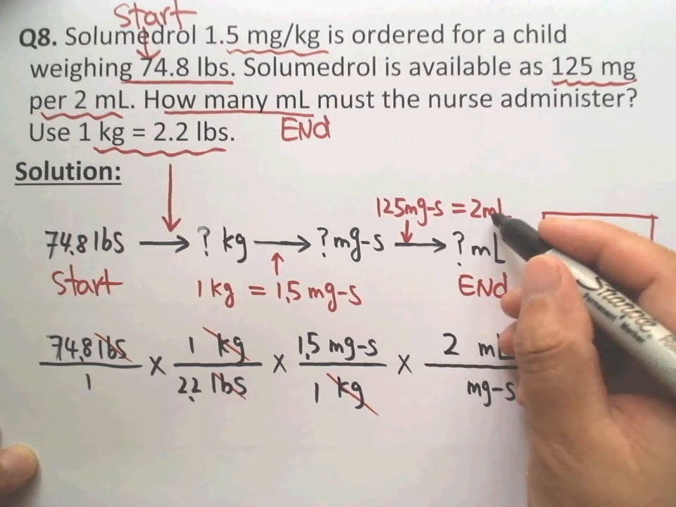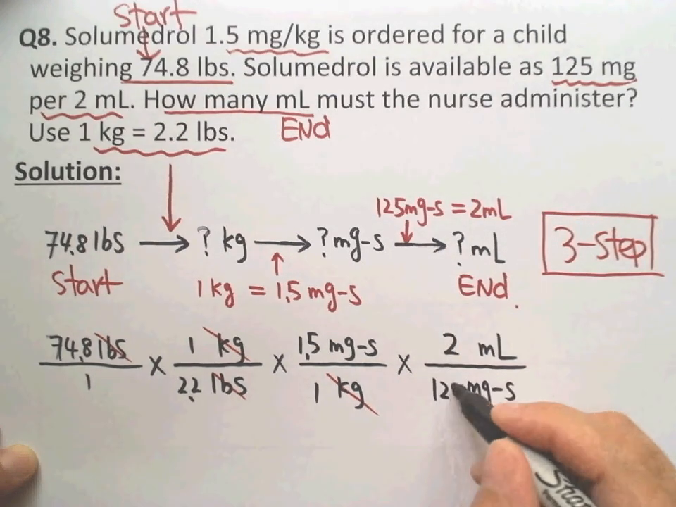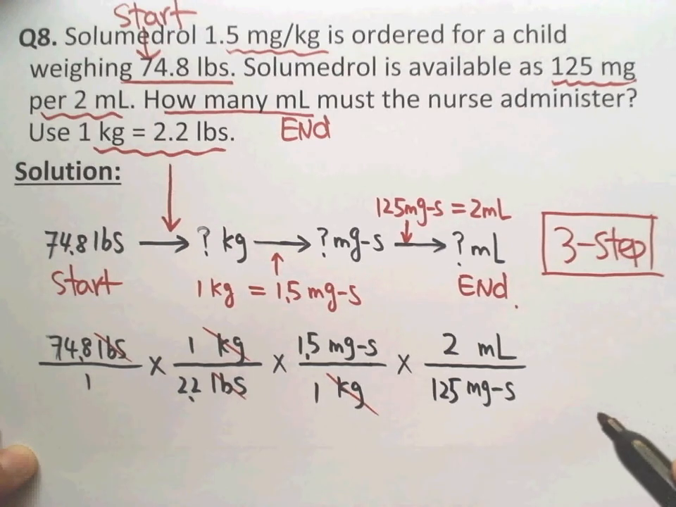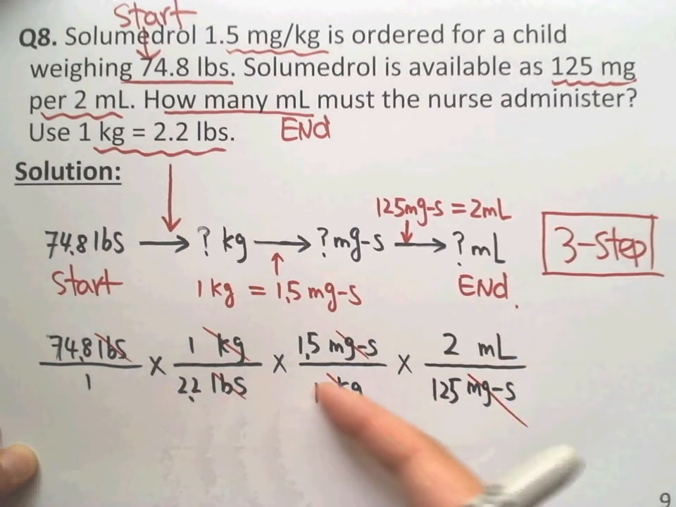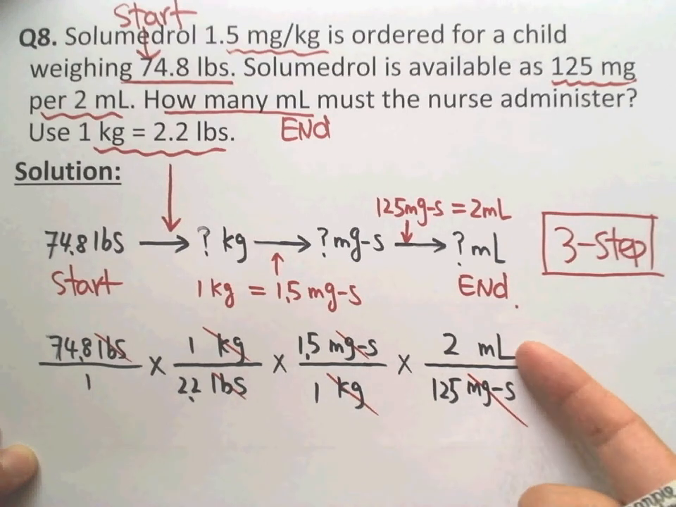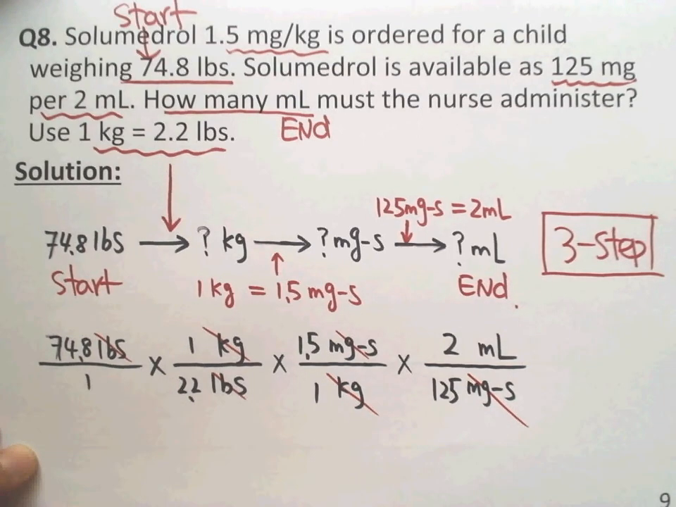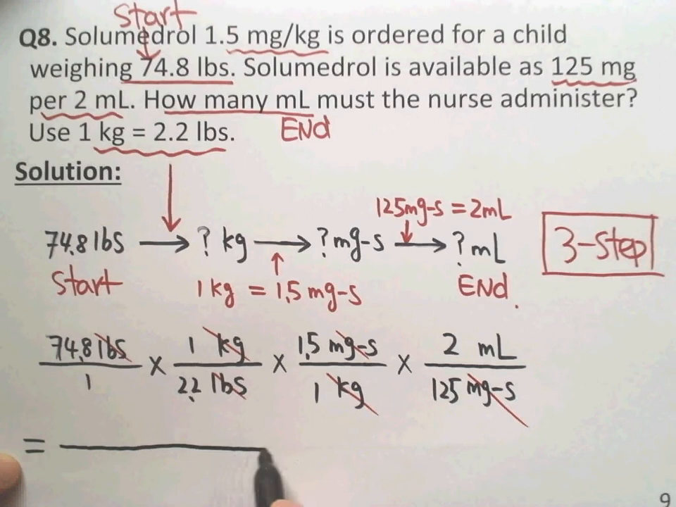The last step is the last fraction: times 2, milligram of the drug goes to milliliter of the liquid. The relation is there: 2 milliliter of the liquid has this much drug, 125. And if we cancel the last unit, can you see? So what do we have left? We have milliliter, the new unit. That's what we need. The last step, the easiest.